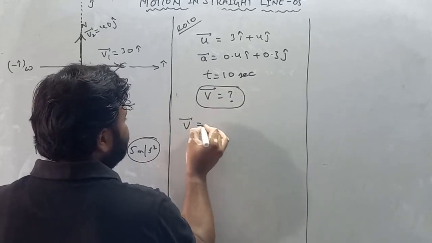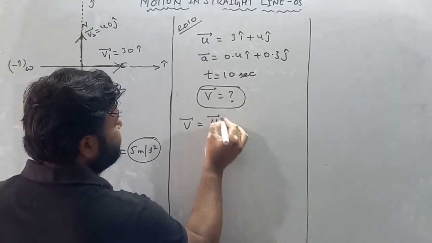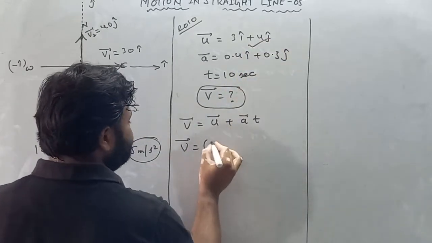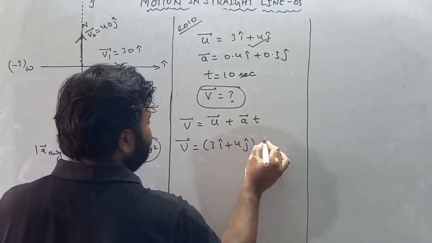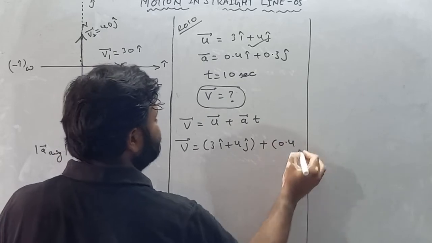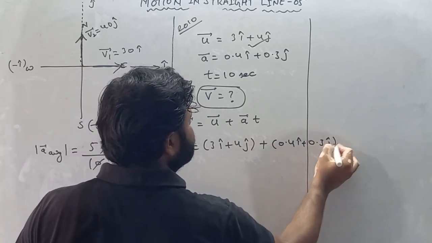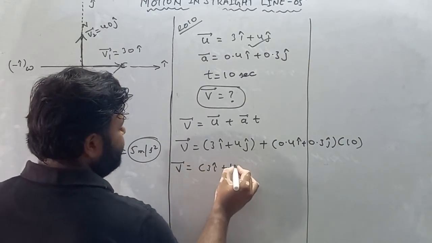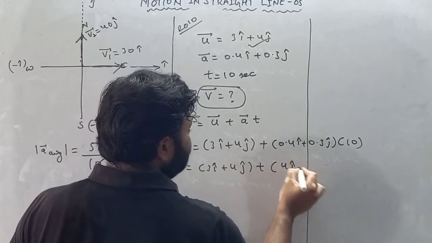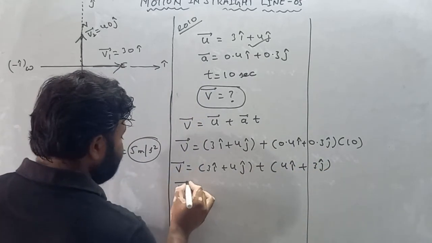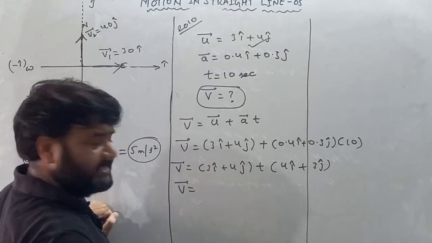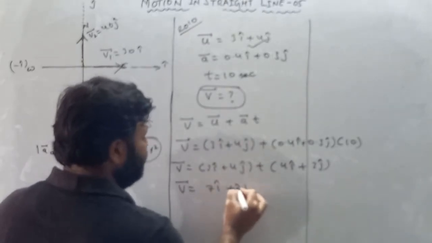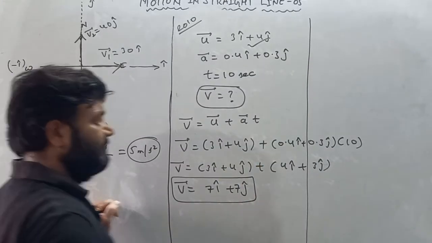So we know that by equation of motion, we'll say v vector is equal to u vector plus a vector into t. So v vector is equal to the initial velocity, which is given: 3 i cap plus 4 j cap, plus acceleration, again given: 0.4 i cap plus 0.3 j cap, and time is given: it is 10. So v vector is equal to 3 i cap plus 4 j cap plus 4 i cap plus 3 j cap. Now we know that i cap and i cap can be added similarly. So 3 plus 4 is 7. So 7 i cap plus 7 j cap. This is the velocity vector.